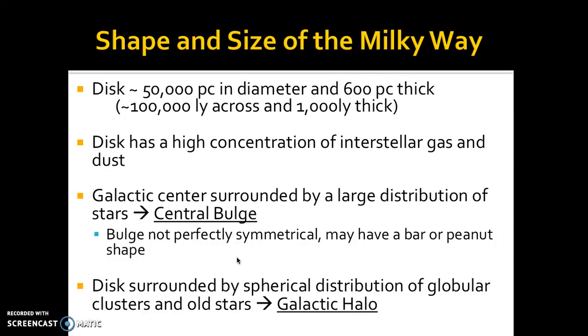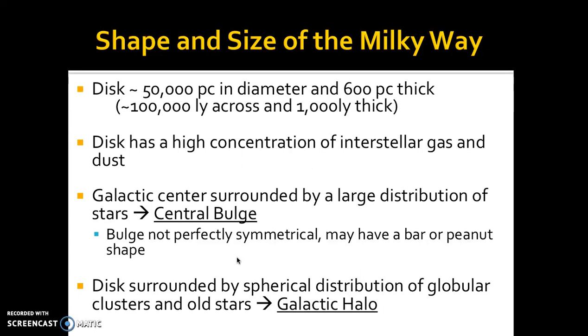So here's the kind of basics of our galaxy. We have the disk, which is about 50,000 parsecs in diameter, and it's about 60 parsecs thick. This is about 100,000 light years across and about 1,000 light years thick. Our disk has a high concentration of interstellar gas and dust.